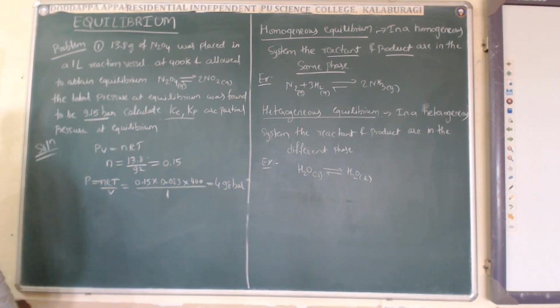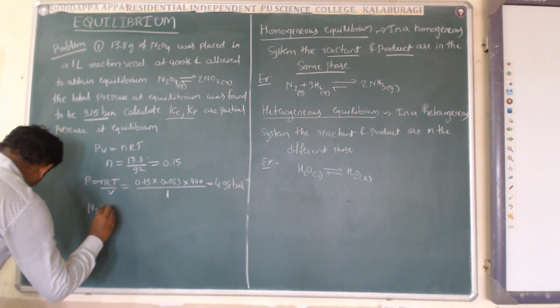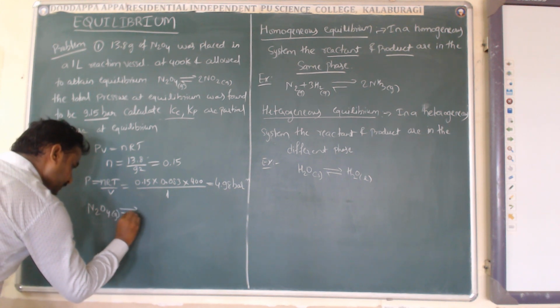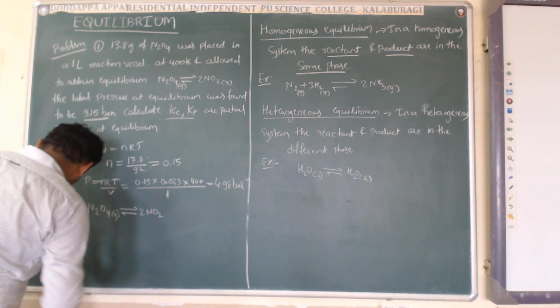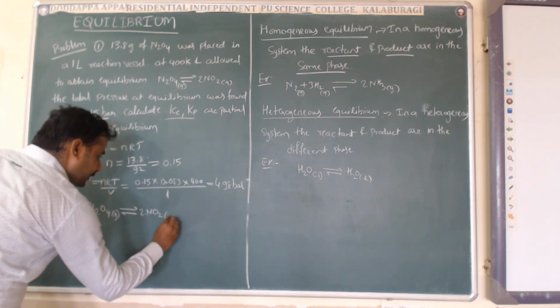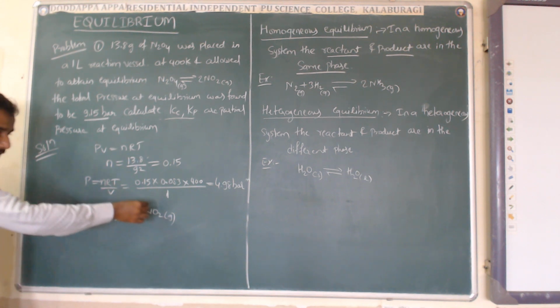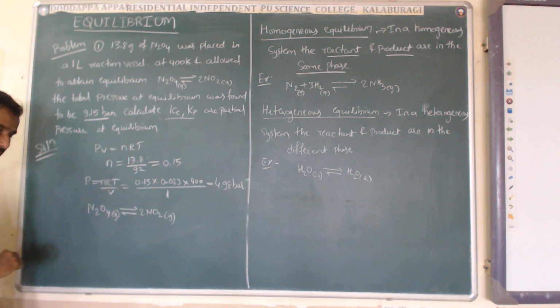Next one, you are writing the reaction. N2O4 in the form of gas is converted to 2NO2, which is also in the form of gas. Next one, initial. When this reaction is going on here, N2O4 is converted to 2NO2. Okay. Initially, what happens?